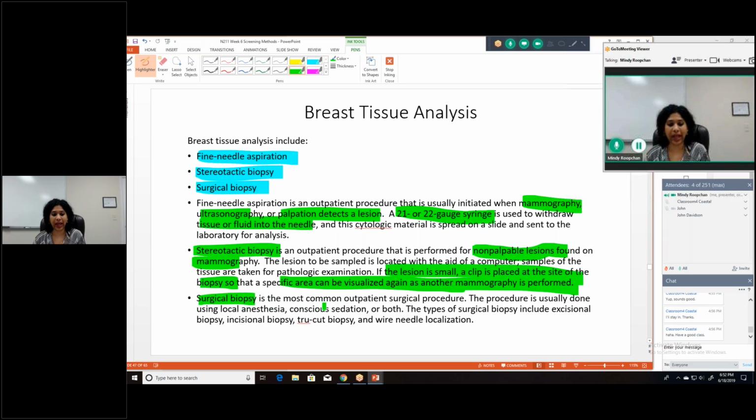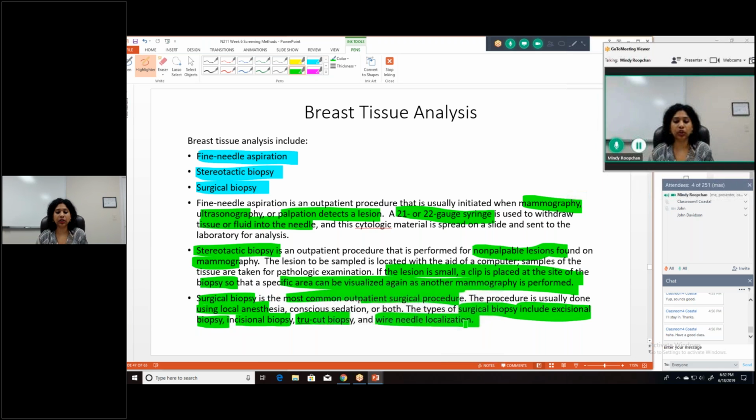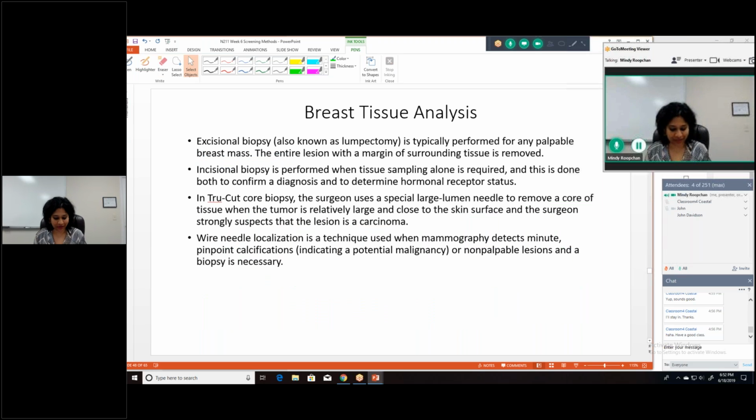And then surgical biopsy is the most common outpatient surgical procedure. It's done with local anesthesia, conscious sedation. And this is a type of surgical biopsy, including excisional biopsy, incisional, true cut, and wire needle localization. Those are all the types of surgical biopsies that you may or may not need to know, but it's in your notes, so now you're aware of it.